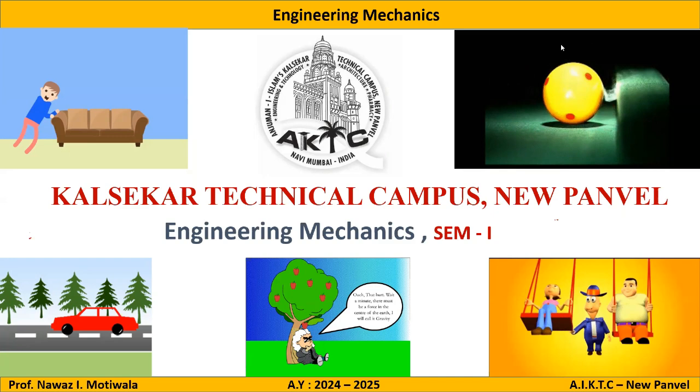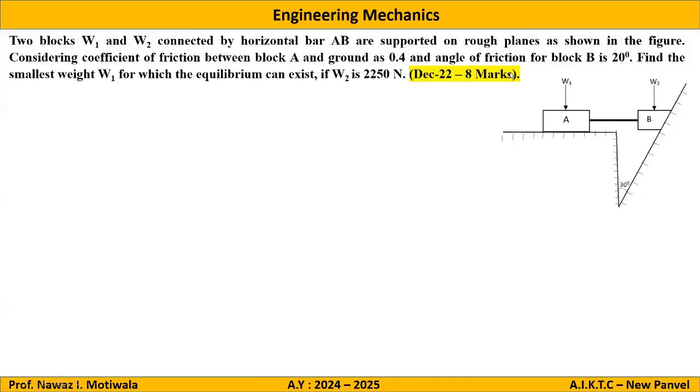The next problem on friction says that two blocks W1 and W2 are connected by a horizontal bar AB supported on rough planes as shown in the figure. Considering the coefficient of friction between the block A and ground as 0.4 and angle of friction of block B is 20 degrees, find the smallest weight W1 for which the equilibrium can exist if W2 is 2250.